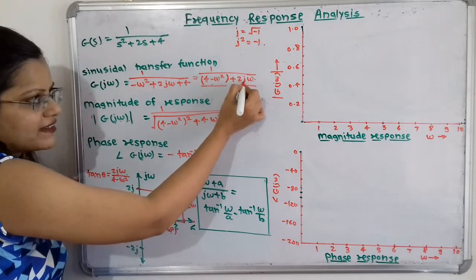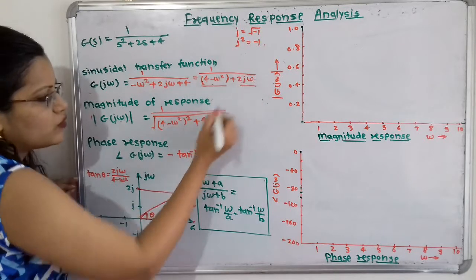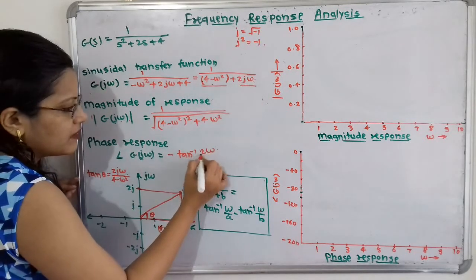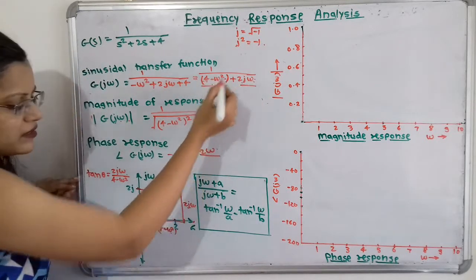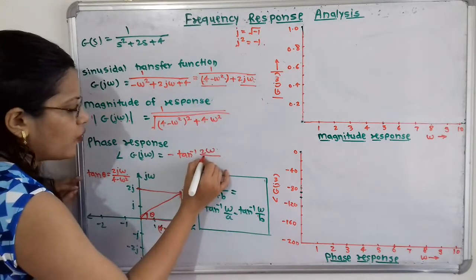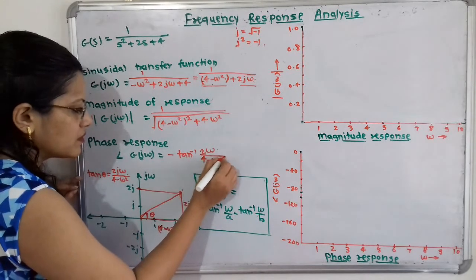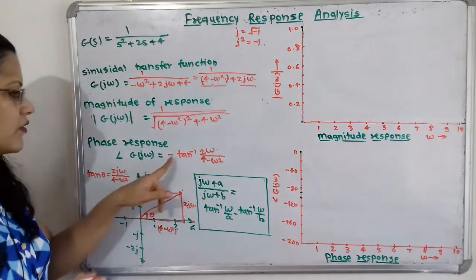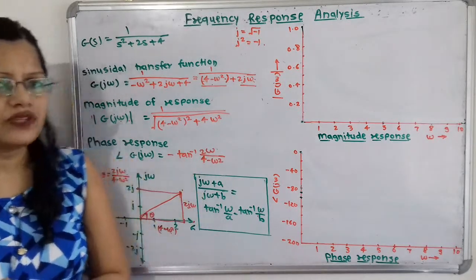We should not take the j here, so we will take only 2 omega divided by 4 minus omega square. Here b means a constant value or real value, that is 4 minus omega square. So this is the formula that we have to take.